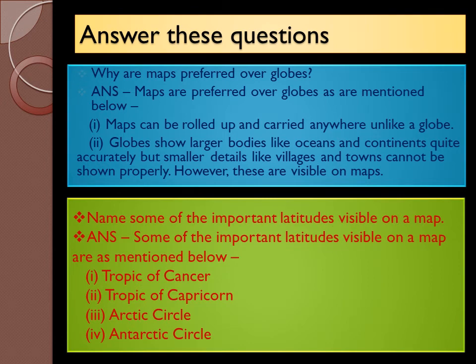Next question is, name some of the important latitudes visible on a map. Answer is, some of the important latitudes visible on a map are as mentioned below. First, Tropic of Cancer. Second, Tropic of Capricorn. Third, Arctic Circle. Fourth, Antarctic Circle.